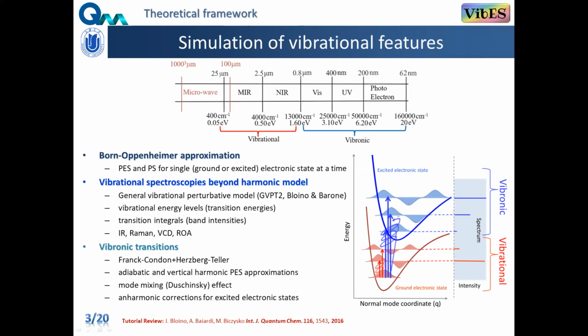For vibronic transitions, we can have Franck-Condon and Herzberg-Teller approaches, adiabatic and vertical models for the harmonic potential energy surface, mode mixing, the Duschinsky effect. But despite the fact that the vibronic model itself is within the harmonic framework, in most cases I will have some anharmonic corrections just for the positions of the bands in both ground and excited states.